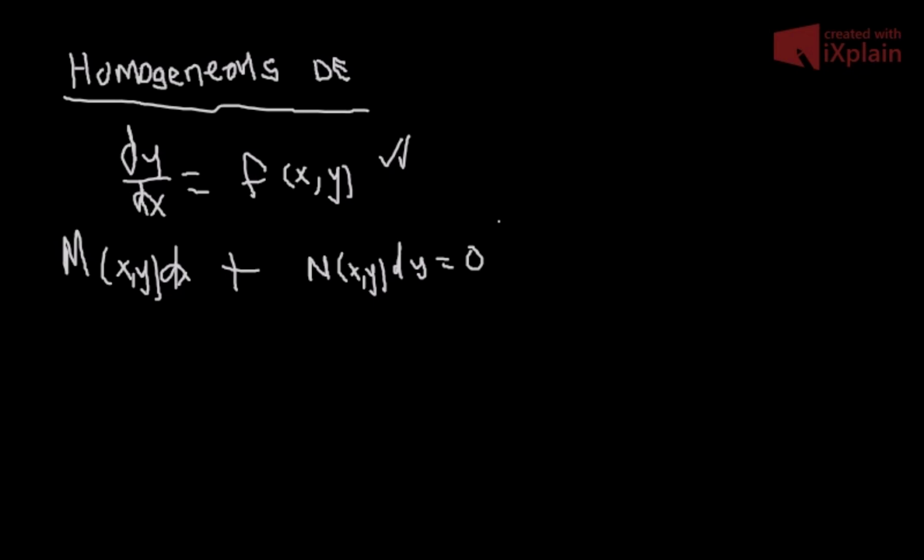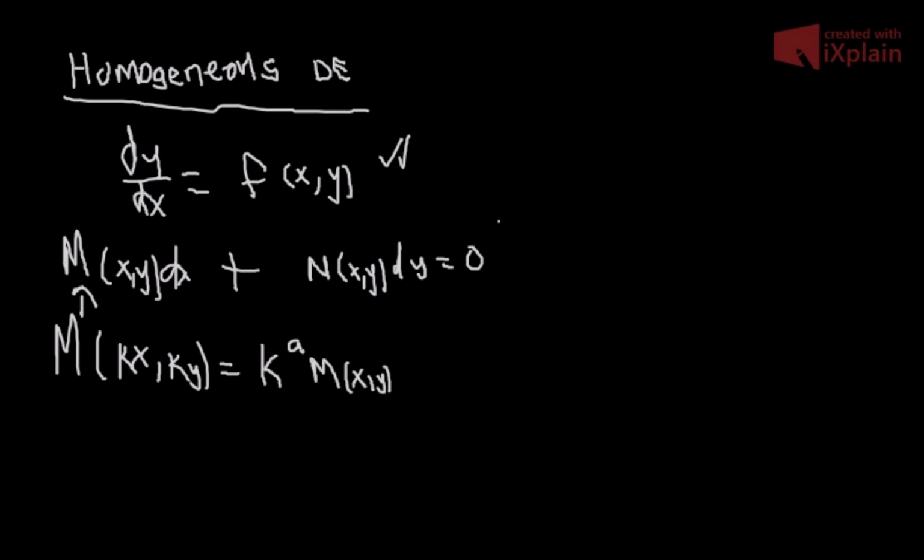I'm focusing on this side. M(kx, ky) should give you k to the power a times M(x, y), right? Also, in order to see that it's homogeneous, it should give you the same total degree. The total degree of x and y should be the same if it is claiming to be homogeneous, right?